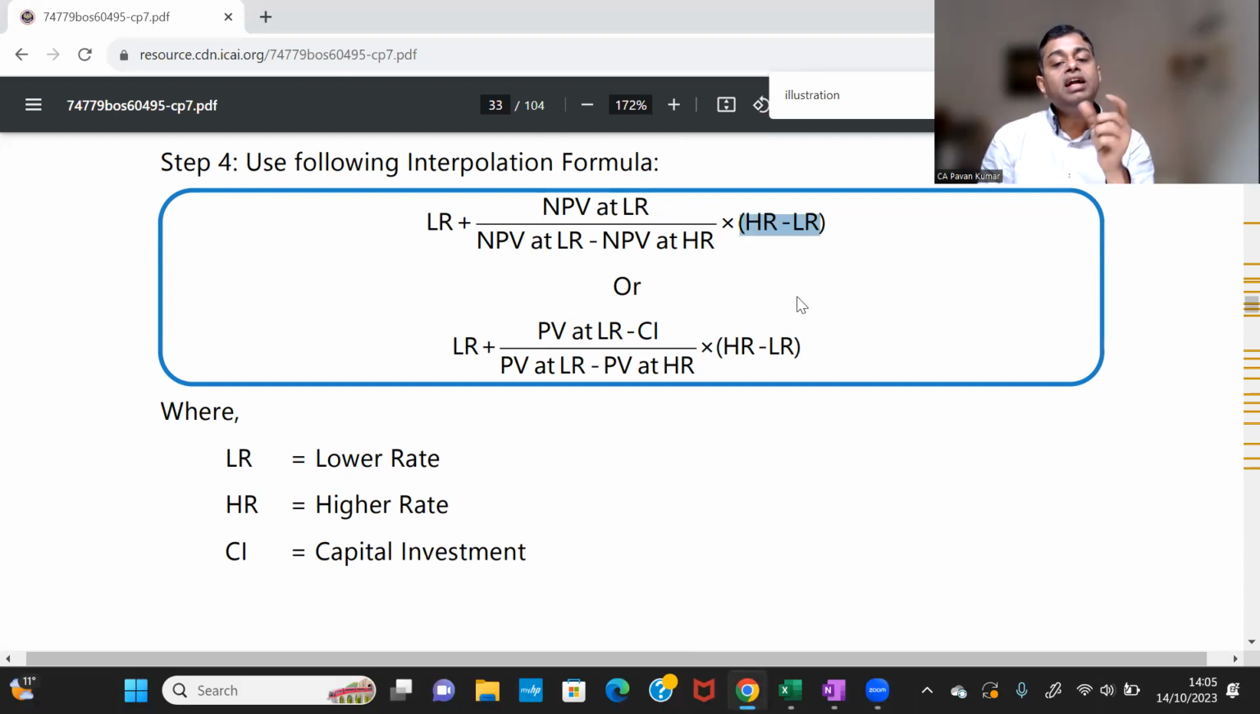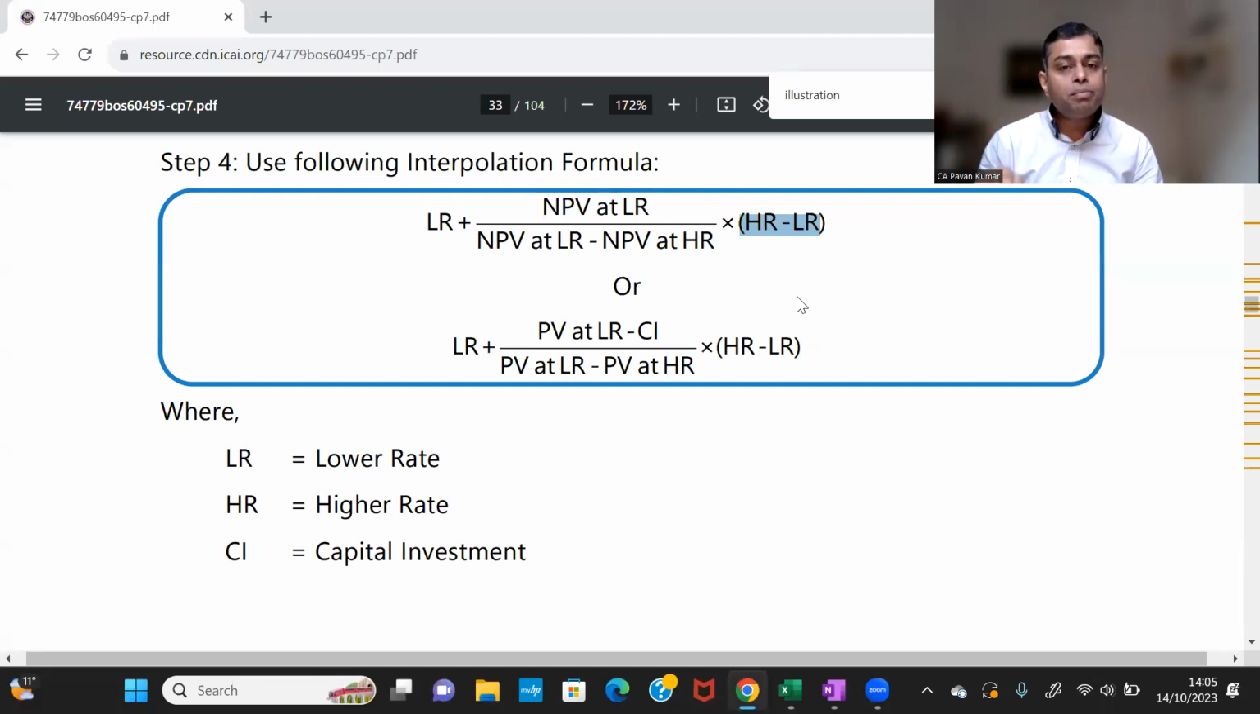Ideally, the difference between the high rate and the low rate should be 1. So what you need to do, you need to calculate NPV at 10. If it is positive, you need to calculate NPV at 11. If it is positive, you need to calculate NPV at 12. You keep increasing the rate by 1 till you get a negative.